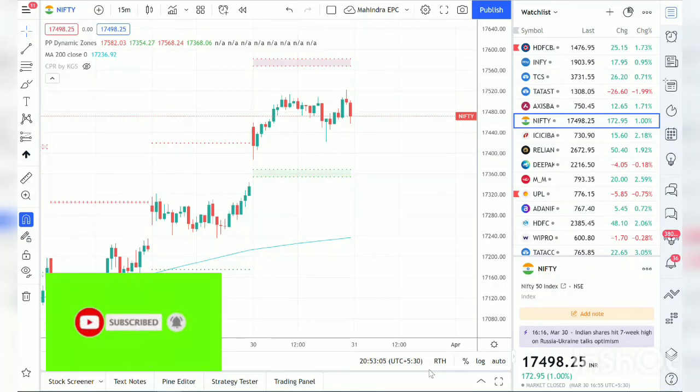So in this video I am giving you the Nifty and Bank Nifty overview for tomorrow: where we can go and what can be the levels for Nifty and Bank Nifty. The levels are based upon the open interest analysis and chart. Okay, so this is what I'm going to cover in today's video.